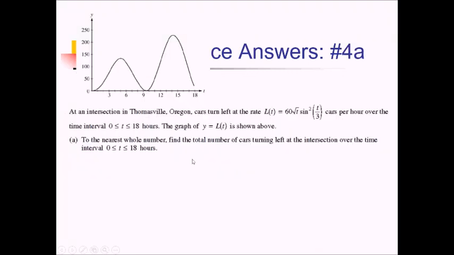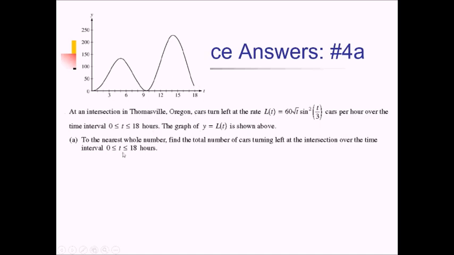For this calculator-based free response question, we have an intersection in Thomasville, Oregon. Not sure if that's a real place, but hey, maybe. Cars are turning left at a rate given by this L of t function, and this is measured in cars per hour. This is happening over the interval from 0 to 18 hours, whatever time of day that is. And they were super nice. They actually gave us a graph of L of t.